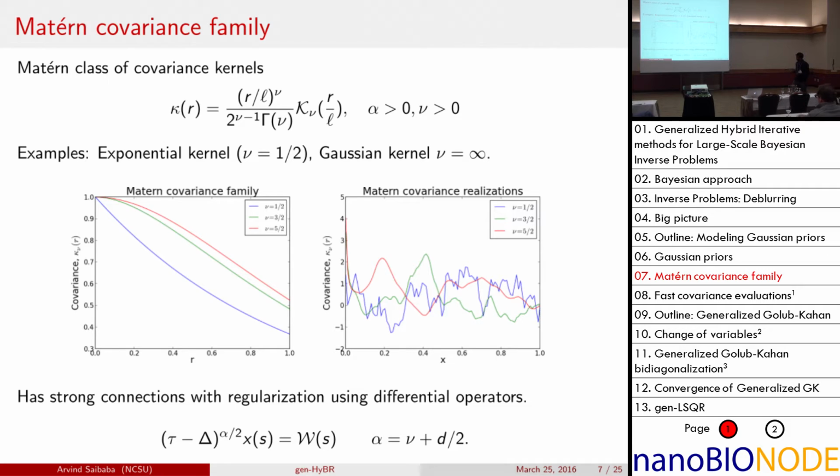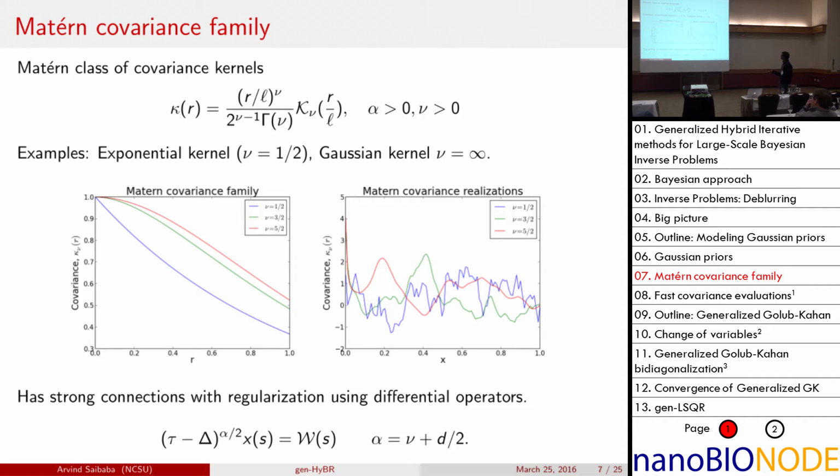So the Matérn class of covariance family is a very rich class of priors, and this is essentially the formula for the covariance kernel. It's an unwieldy formula, but it depends on two parameters, nu. Nu controls the differentiability of the stochastic process. So for example, we saw the exponential and Gaussian. They come up as special cases: nu equals a half, and nu equals infinity is the Gaussian kernel.